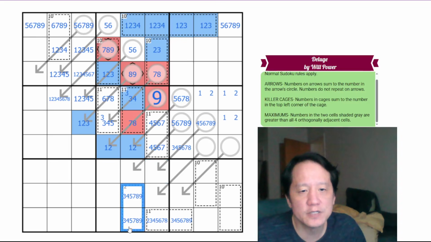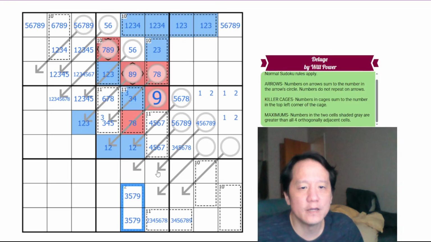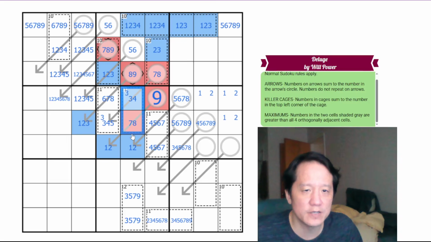Okay, this can never be 4, 8, because that would force this to be 3, 7, which doesn't add up to 11. And, right, it can't be 4, 8. If this is 3, 9, this is 4, 7. If this is 5, 7, this is 3, 8.